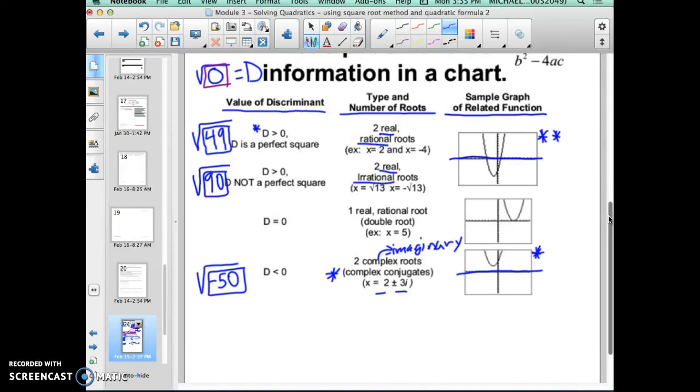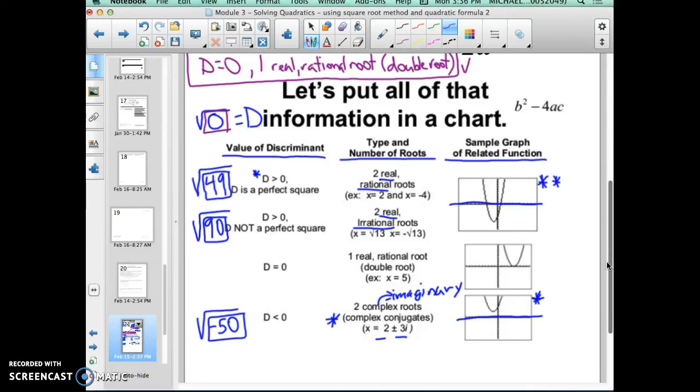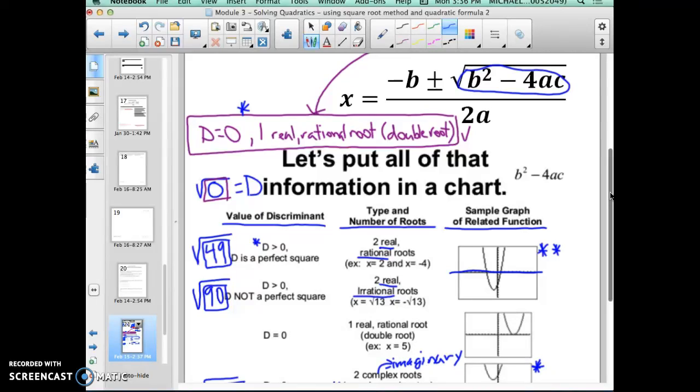So as you're working through your practice problems for this objective, you need to reference this chart the entire time to help you. When you get to this point, I know that, oh, D is 0. That tells me there's one real rational root up here. Or D is 49, a perfect square. So that tells me there's two real rational roots. I need to see your answer like I showed right here, something that looks like that.